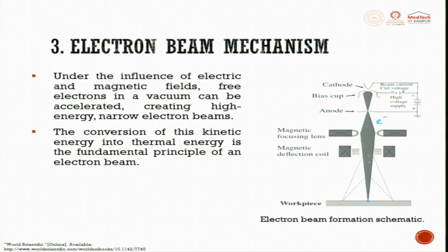Parallelly, when you want to scan the beam, you have magnetic deflection coils which allow the beam to move left and right, so that you can cover a larger area. If you look at the plan view, initially it was a spot here, now it is a spot here, now it is a spot here. So it moves and sinters the powders. Under the influence of electric and magnetic fields, free electrons in vacuum can be accelerated, creating a high energy narrow electron beam because of the magnetic field focus.